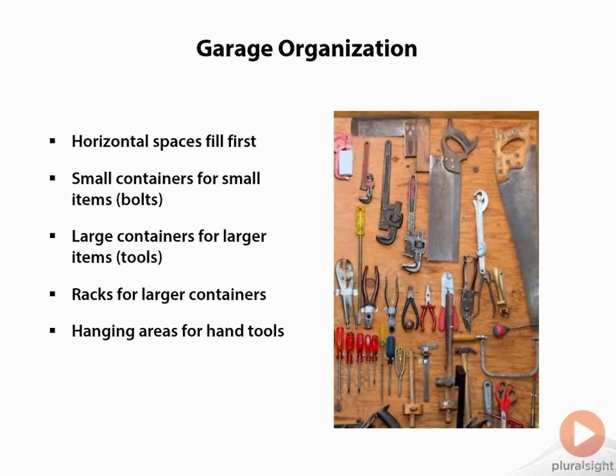In a garage, you'll have small containers for small things and large containers for large things. Racks for containers and hanging areas for hand tools. So as you're thinking about how your overall taxonomy fits together, you may realize that there are different approaches in different areas. You may decide that you need one thing, which is about someone's relationship with the organization, and another one for dealing with customers. But you may decide that for whatever reason, you also need a manufacturing area. That's okay as long as it makes sense.